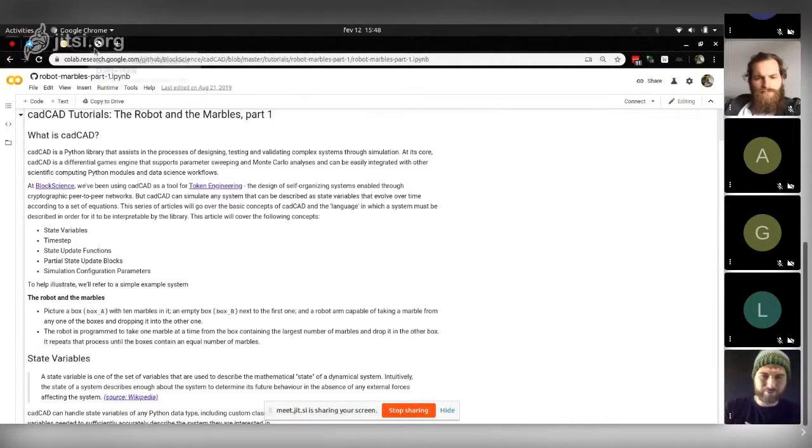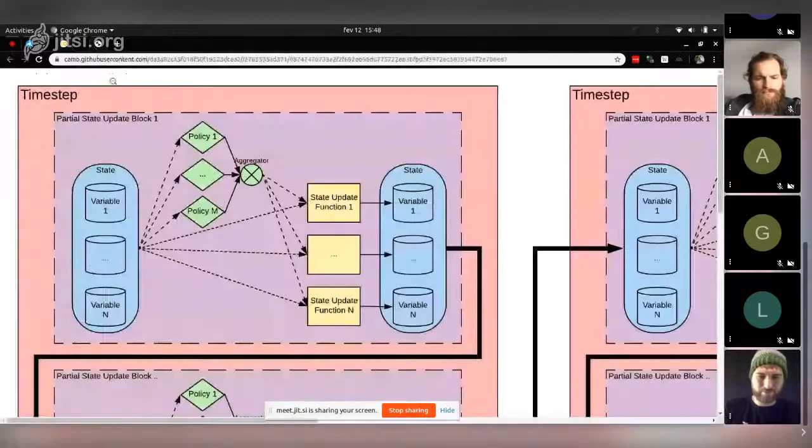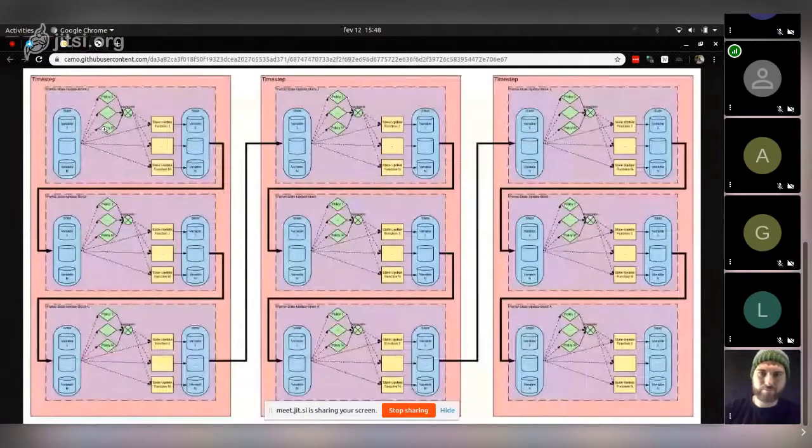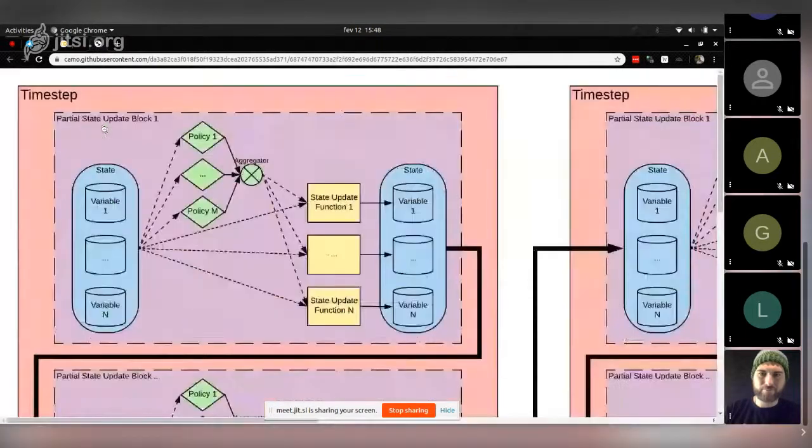Before I explain it, there is an image that I like a lot that explains the overall workings of cadCAD. And this is the picture. It is a bit confusing maybe, but I will try to explain it briefly. Basically, cadCAD has a state with several variables. And those variables can be anything. They can be concrete objects like numbers and strings, but they can be also classes and more abstract objects.